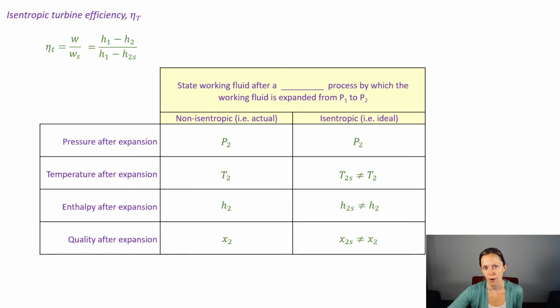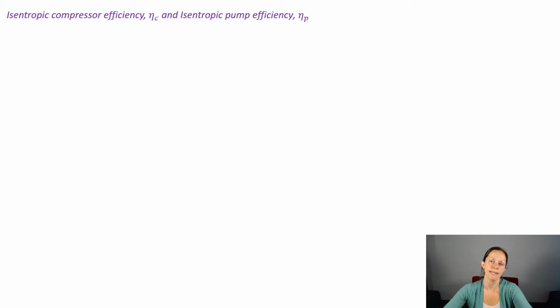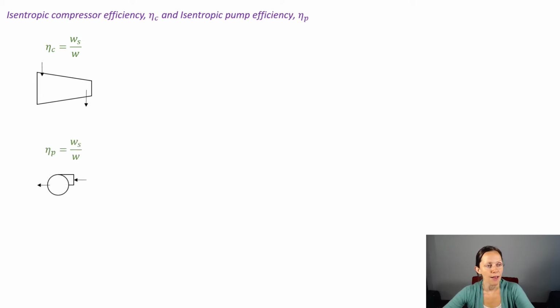And we'll work some problems dealing with that so you get a feel for what that means. All right, now let's talk about a compressor and a pump. So we're talking about compressors and pumps, not like a piston cylinder arrangement, but we're talking about open system type compressors and pumps. And the isentropic efficiency, it's defined exactly the same.